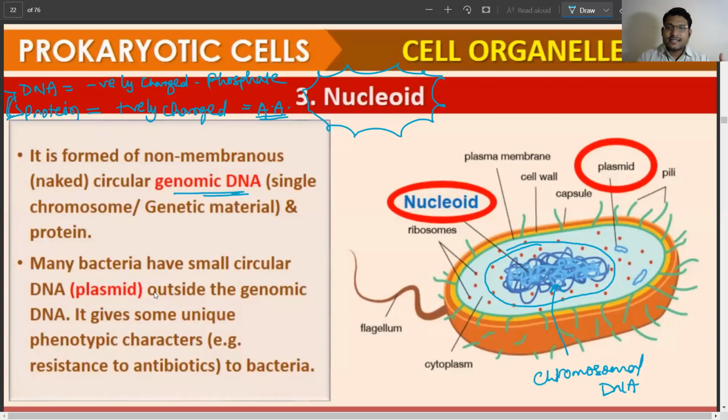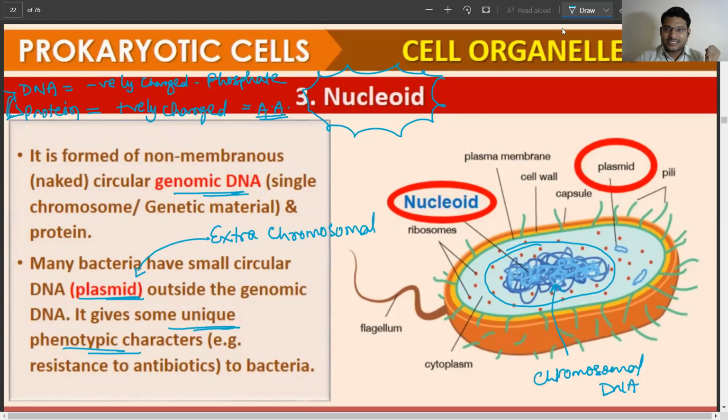So many bacteria have a single small circular DNA plasmid. I think we had talked about this last time also. These are extra chromosomal, remember. That is, they are present in addition to the chromosome. That's why they are called extra chromosomal circular DNA. And these give some unique phenotypic characters to the bacteria. For example, as I was saying, they can survive in a medium containing antibiotics.